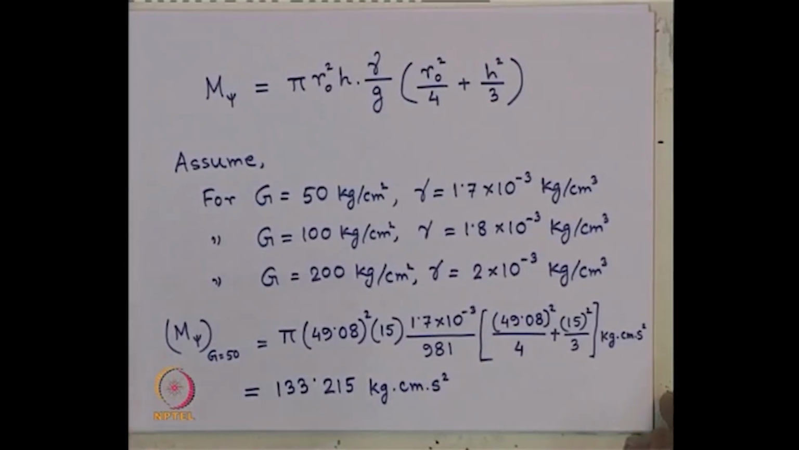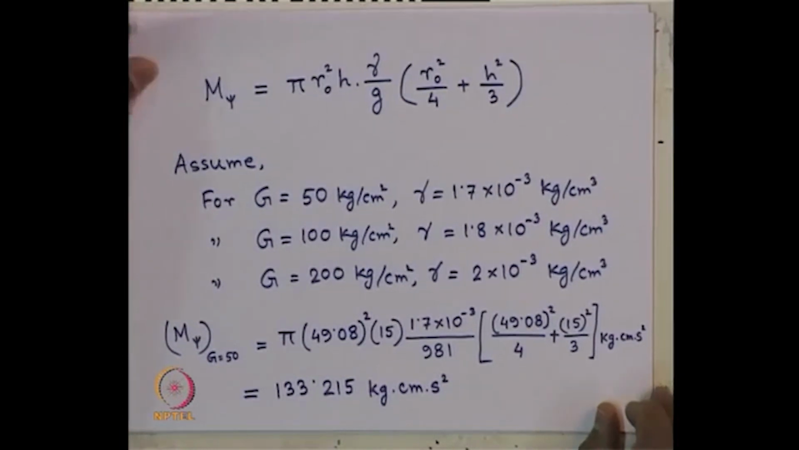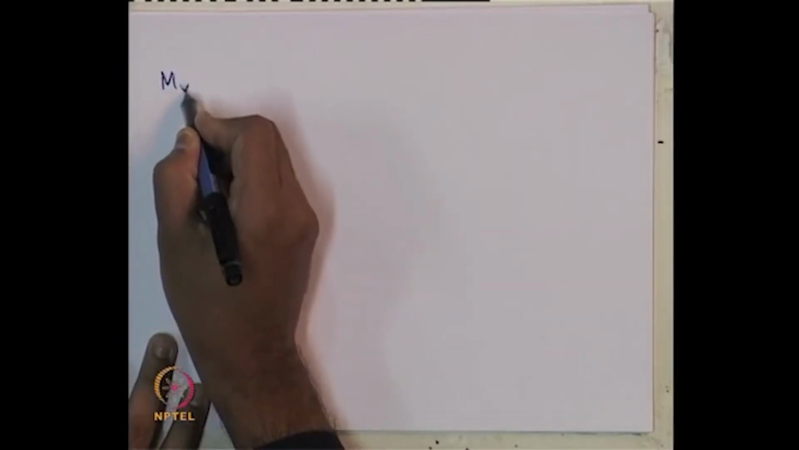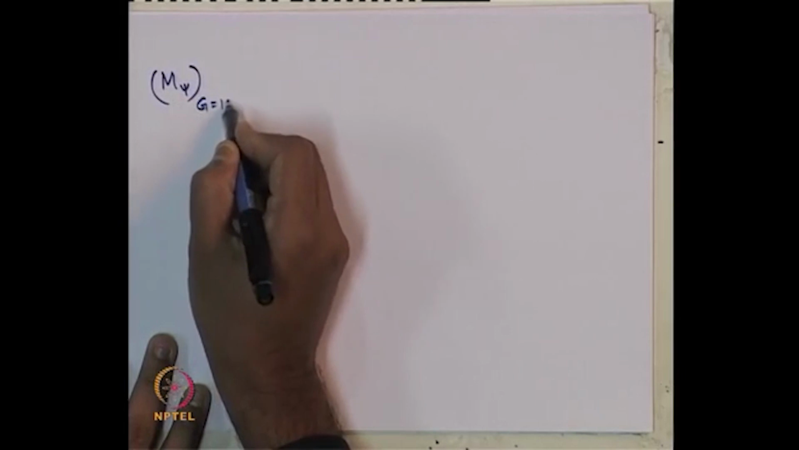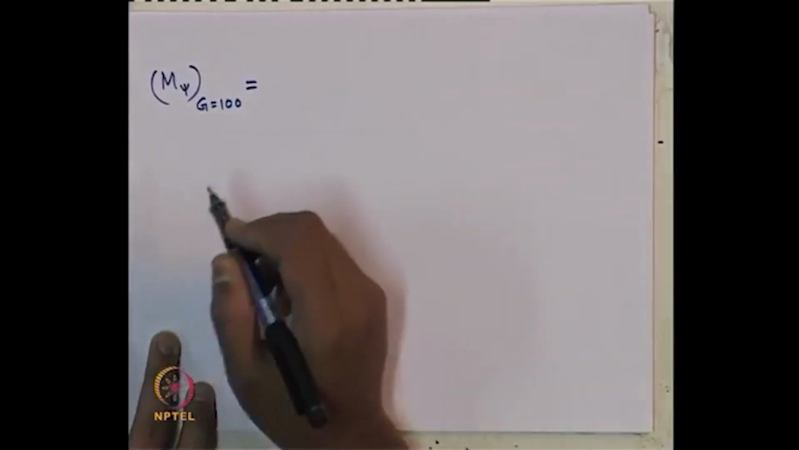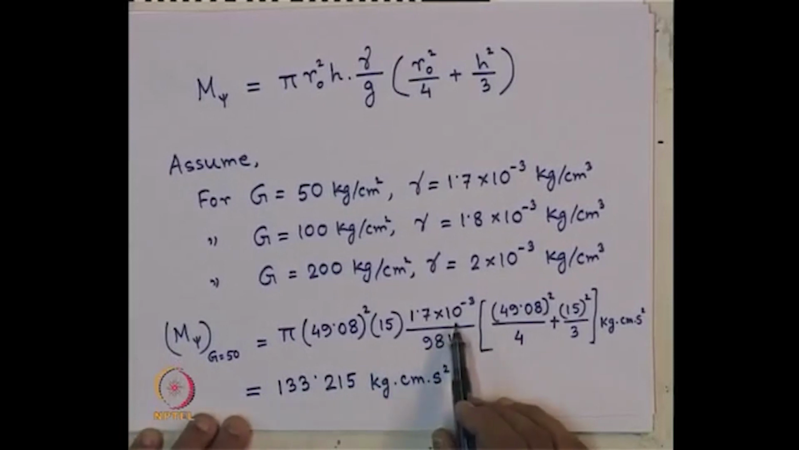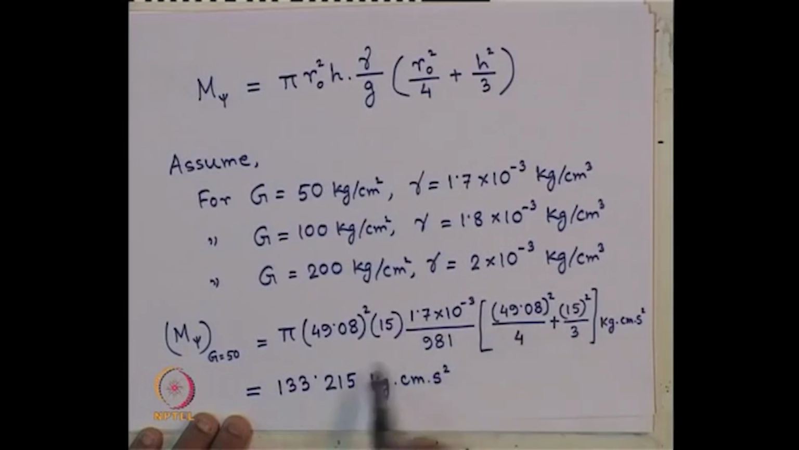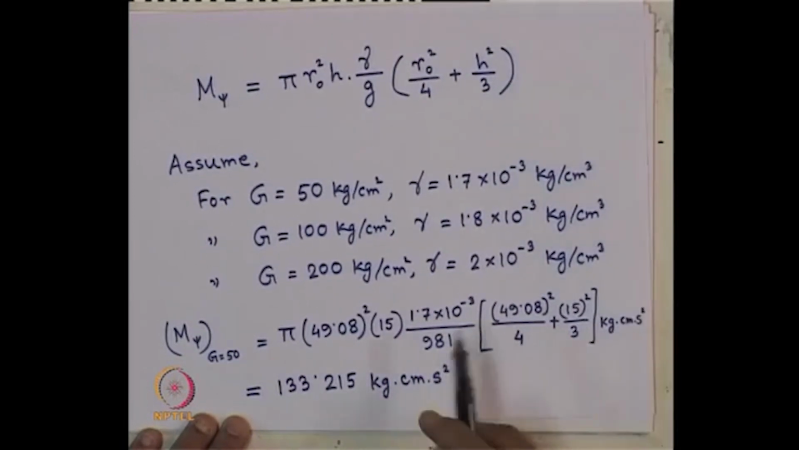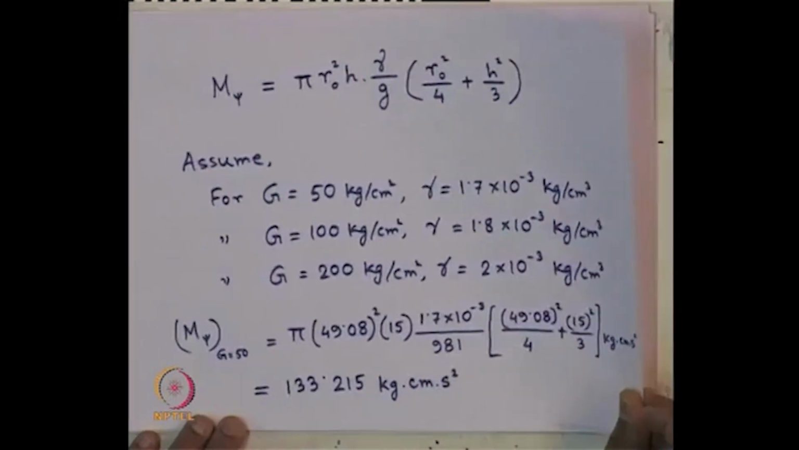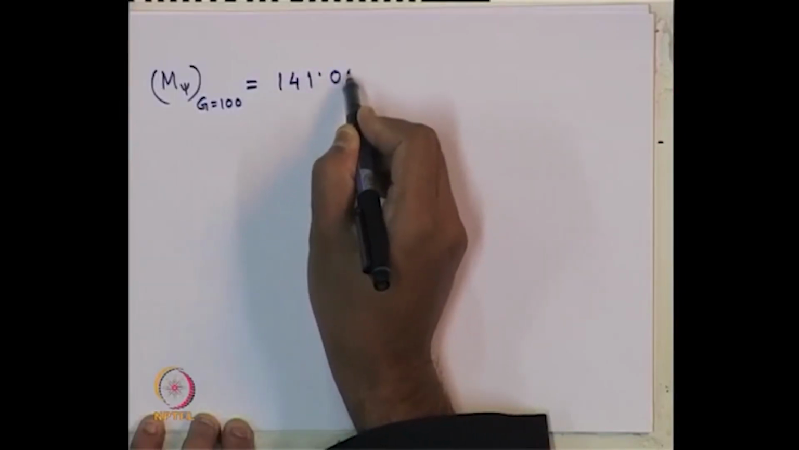Now, similarly, let us find out the mass moment of inertia for the other two types of soil. M psi for G equals 100 will be, in this expression what are the changes? Now, we should make R remain same, H remains same, gamma changes as the G changes. So, it will be now 1.8, rest of the thing all remains same. So, only change is in the value of gamma: 141.052.